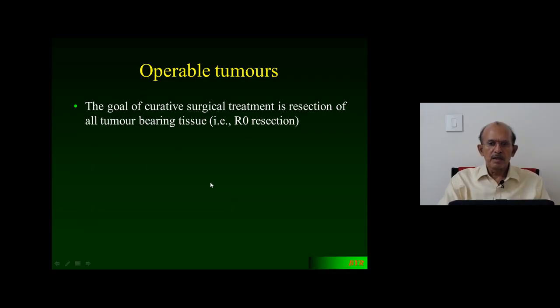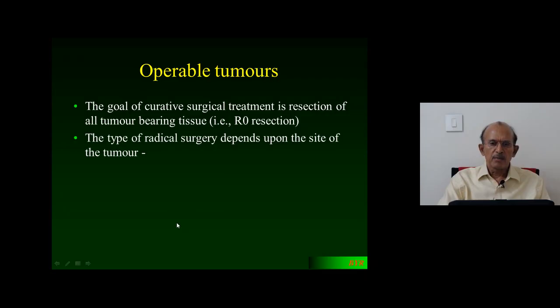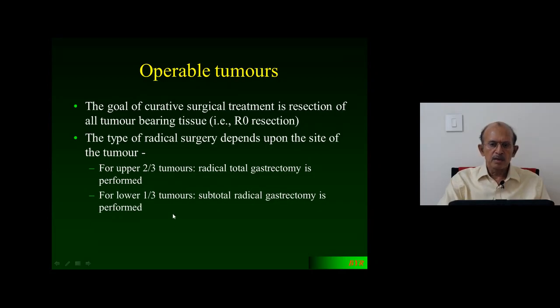The goal of curative surgical treatment is resection of all the tumor-bearing tissue. This is also called R0 resection. The type of radical surgery depends upon the site of the tumor. For upper two-thirds tumors, the surgical procedure is called radical total gastrectomy. For the lower one-third tumors, the surgical procedure is called subtotal radical gastrectomy.